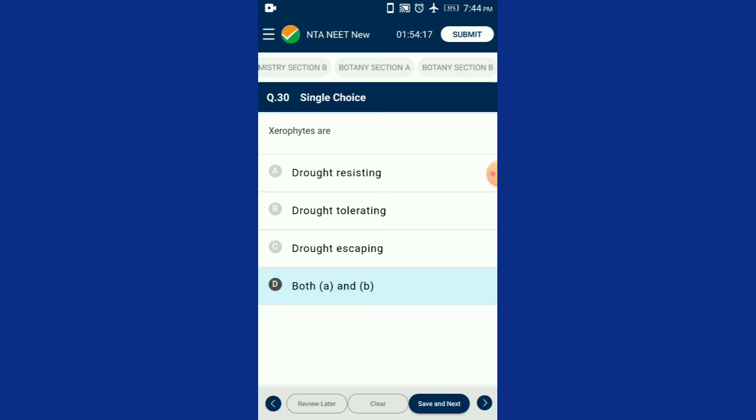Drought resisting and drought tolerating characters are seen in xerophytes. So option D is correct.